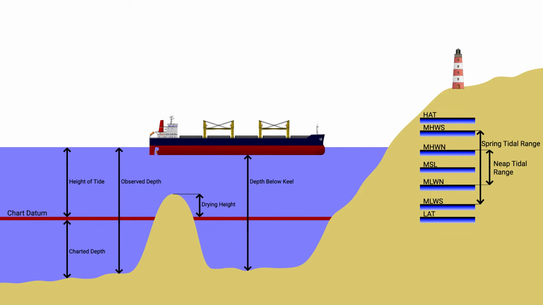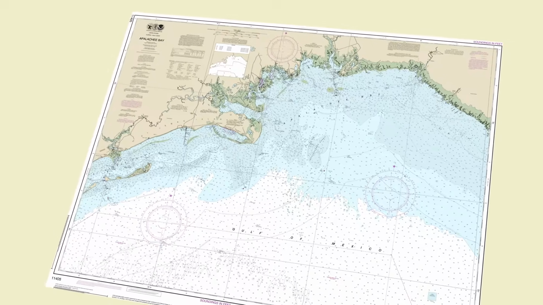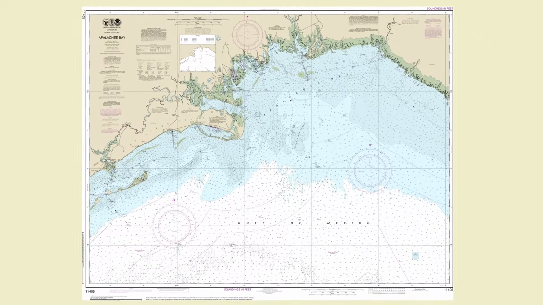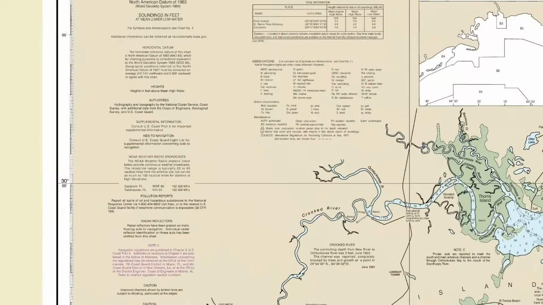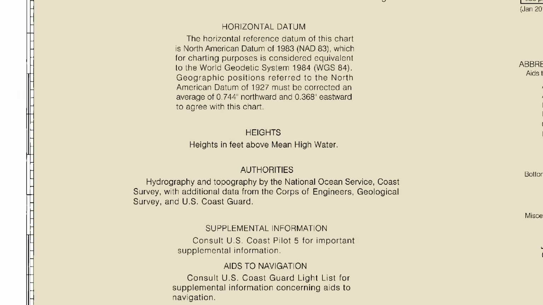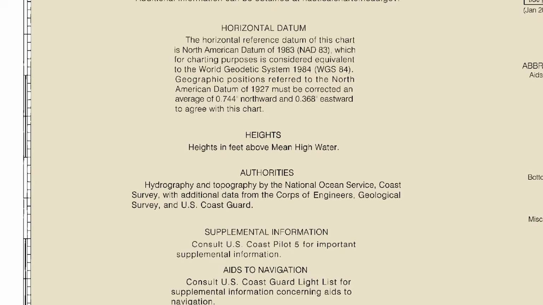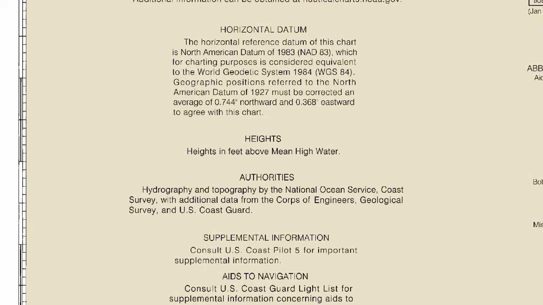What if I add on a lighthouse or a bridge? We're starting to build in charted heights or charted elevations, and these are numbers basically just telling us how high something is. You would think it's from chart datum, but it's actually not. If we go back to our chart, we can see heights are in feet above mean high water. It could be mean high water, it could be highest astronomical tide, it could be mean high water springs, it could be anything. What it's telling us is there's a different datum that's used for heights.